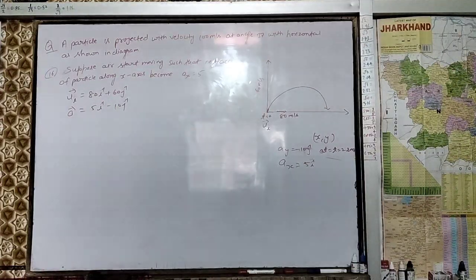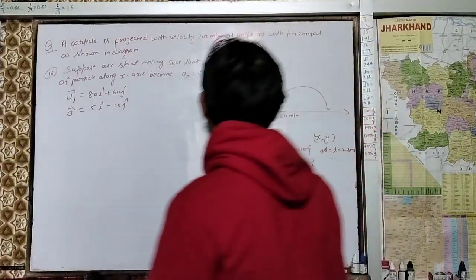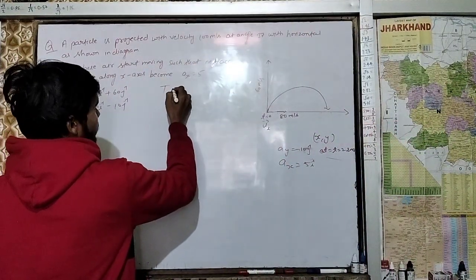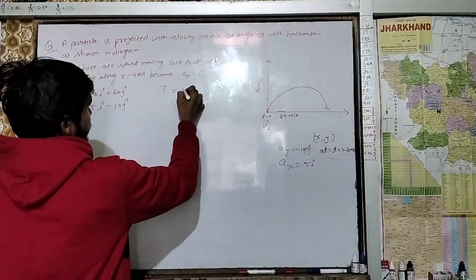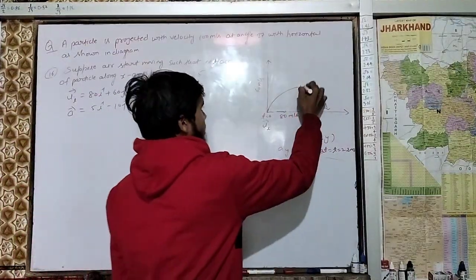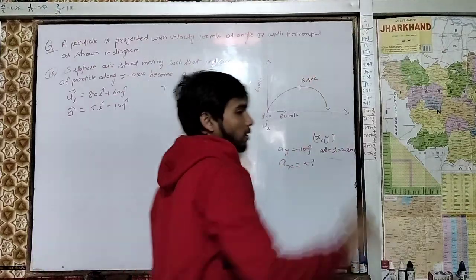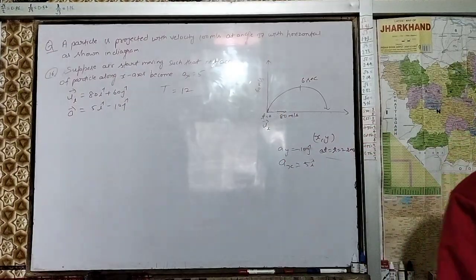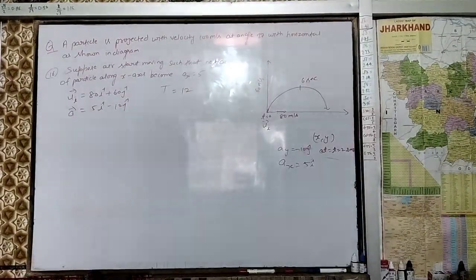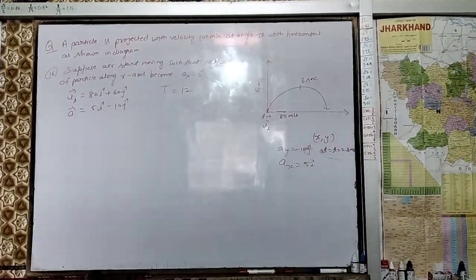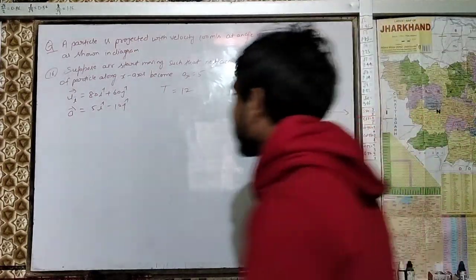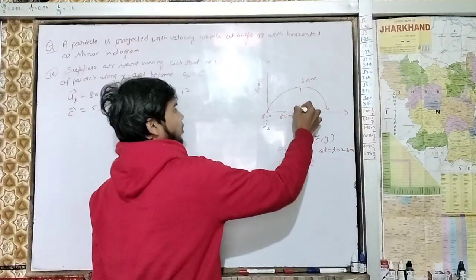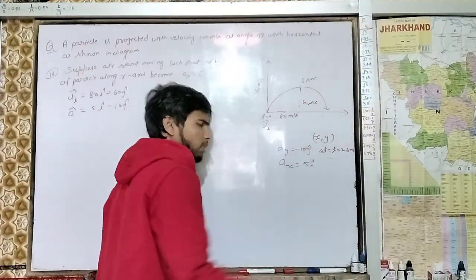So what is going to be the time? Time we know. Time of flight is going to be 12. At 6 seconds, velocity will become 0. Here is where this velocity will become perpendicular to acceleration. We know. Range you can calculate, just multiply. To calculate H max, we know what to do.